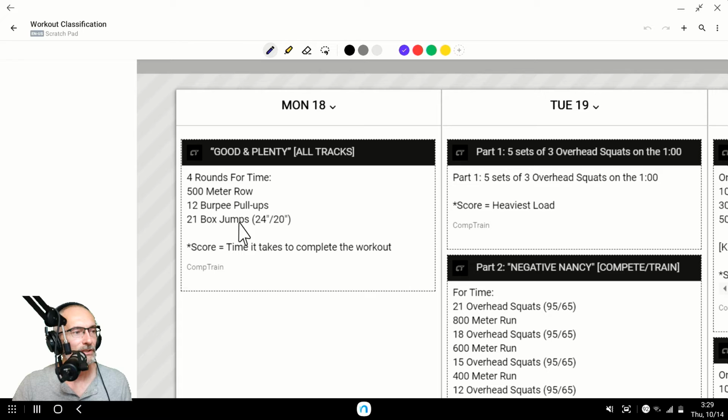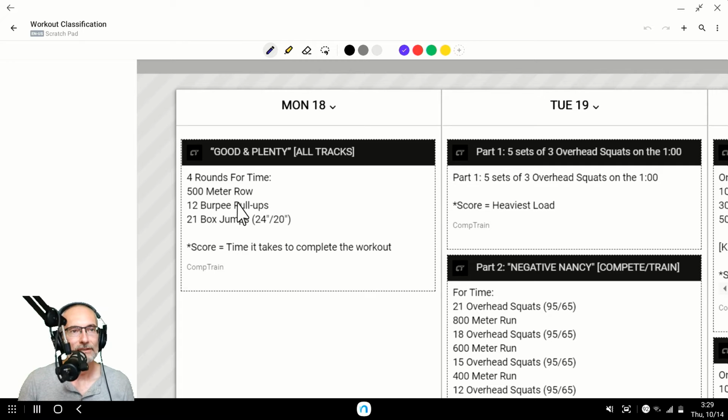The duration of this workout, if we took a quick guess at it: 500 meters row, I always think of that as 2 minutes. You may be faster, you may be slower. 12 burpee pull-ups, that's about a minute, I guess. And then 21 box jumps could be a minute, depending on how we're pushing the pace. So 2, 3, 4, maybe 5 minutes per round. This could be somewhere between 16 and 20 minutes, just a guess. And so that's definitely going to be threshold.